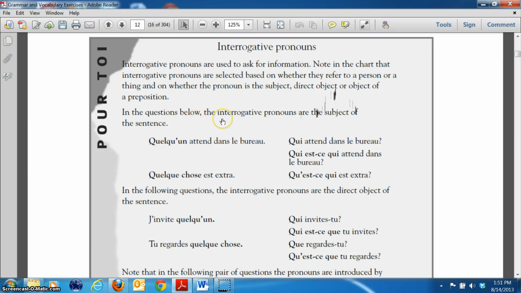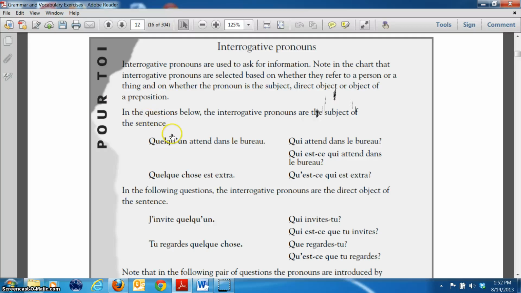You could say, what makes that noise? And it would be, qu'est-ce qui fait le bruit? What causes this problem? Qu'est-ce qui fait ce problème? Now, over here, these are words. This means someone. Someone is waiting in the office, and something is extraordinary.